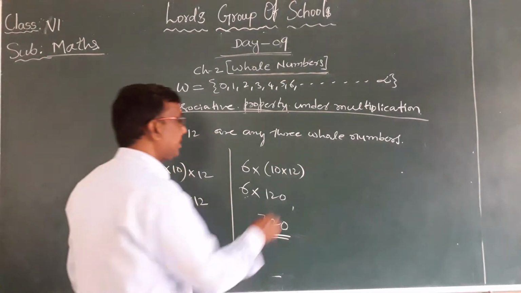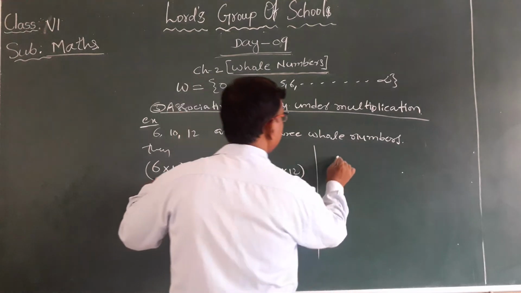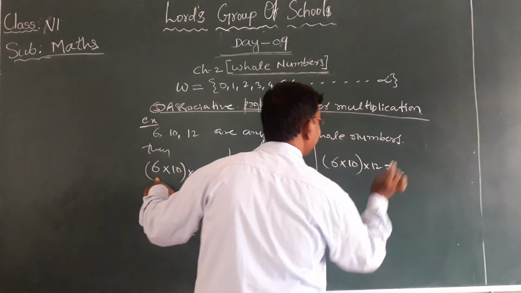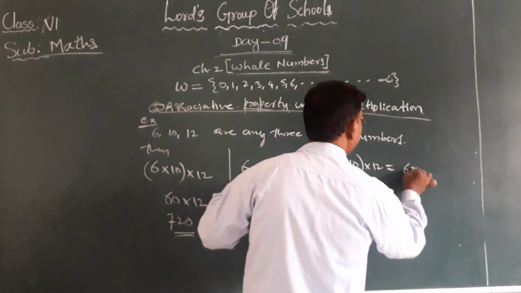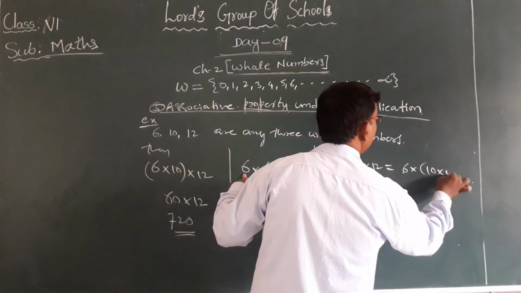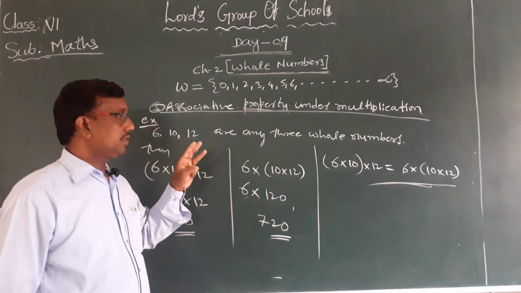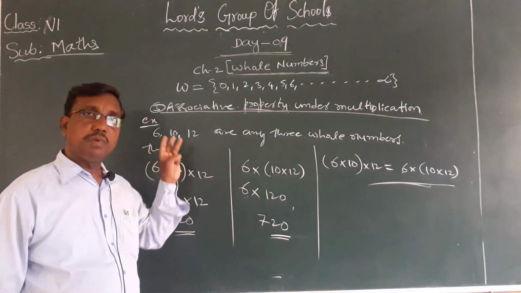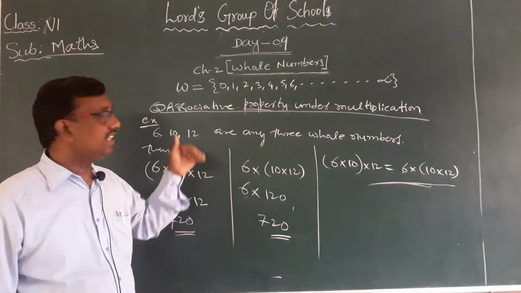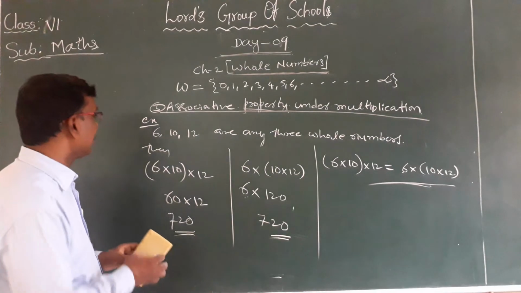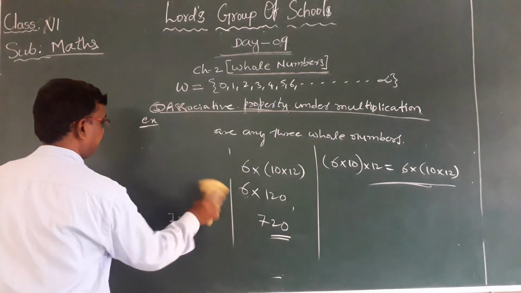So in general, what can we write here? 6 into 10 into 12 is equal to 6 into 10 into 12, grouped in any order. So what is the product of three whole numbers? Three whole numbers can be multiplied in any order to find their product. This is called associative under multiplication.